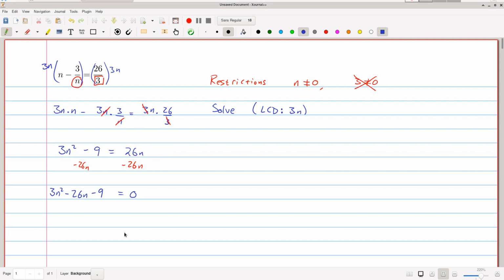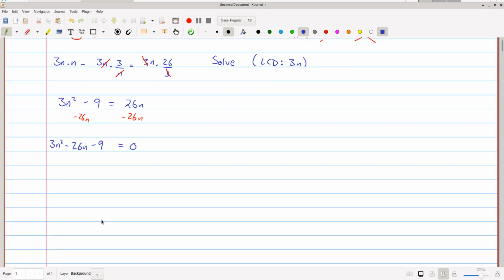And now we can solve this either by the quadratic formula or factoring or whatever other methods you have. I'm going to try to factor this, using the grouping method because I see there's no common factor and we have a coefficient in the front. So to do grouping, you take the first times the last. So 3 times negative 9 is negative 27. So I'm looking for two numbers that have a product of negative 27 and that add up to negative 26.